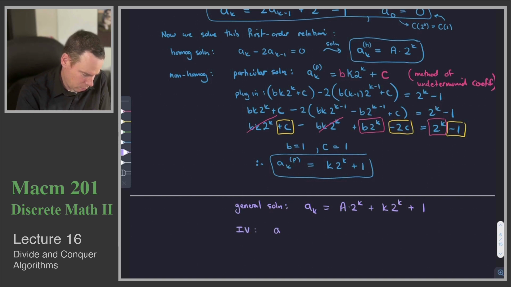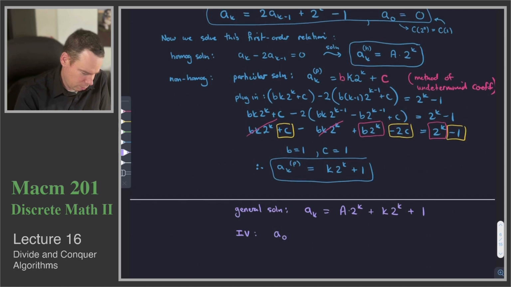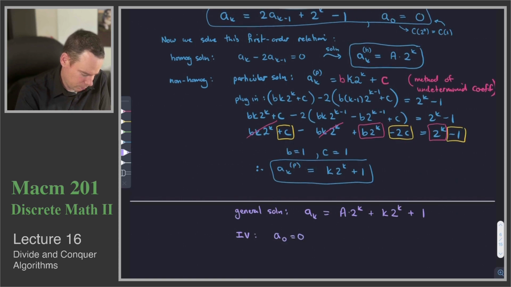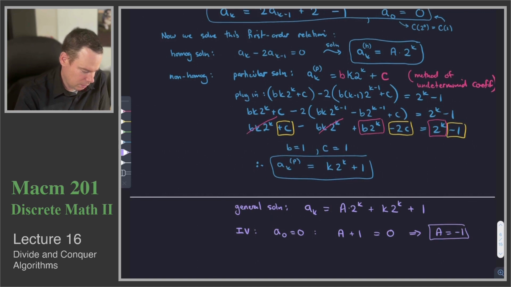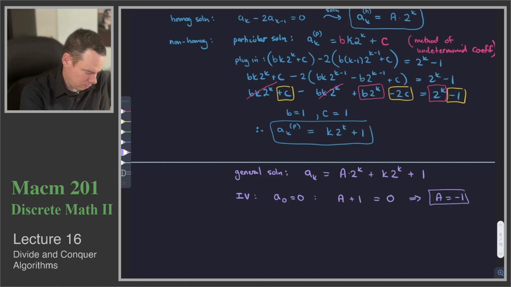So now we use our initial value. What's our initial value? Well, at the very top of the page, a_0 is equal to 0. So plugging 0 in for k here, that's what a_0 is. So that becomes a plus 1, and that's got to equal 0. So that tells me that a is equal to negative 1. So we've got the value of our constant in our general solution to satisfy the initial condition. And so we are done now.